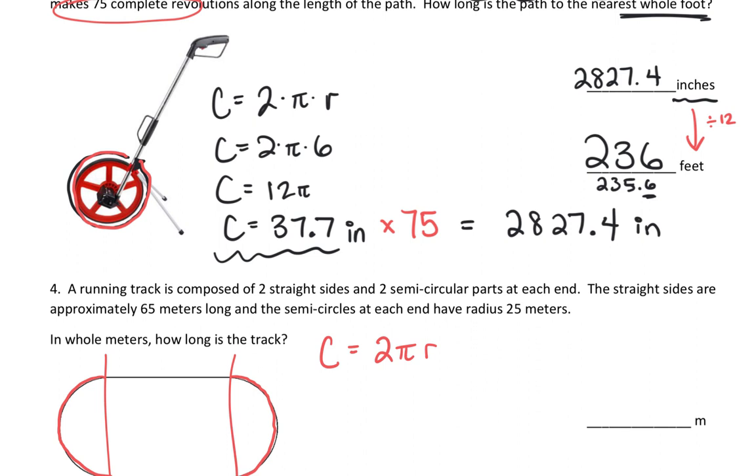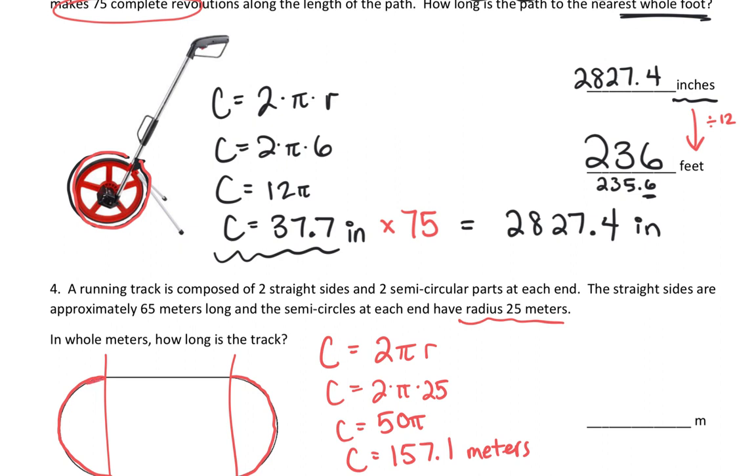So that's going to be 2 times pi, and our radius is 25. Tim, can you do 2 times pi times 25? That's 50 pi. Can you do 50 pi for us? It'll be 157.1. And that's meters. Cool, thanks, Tim.